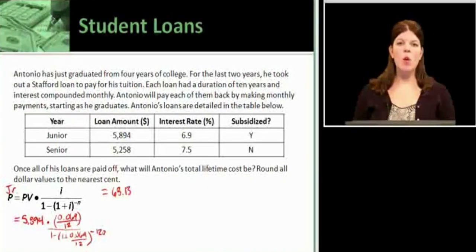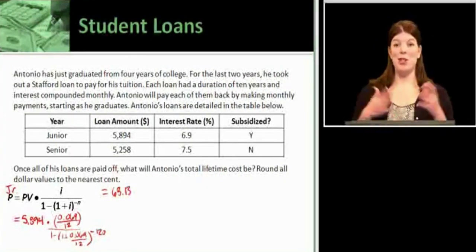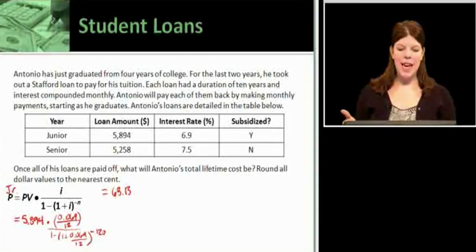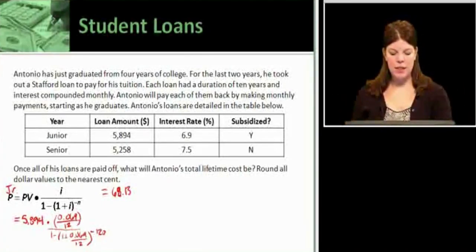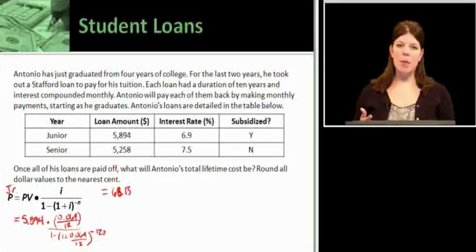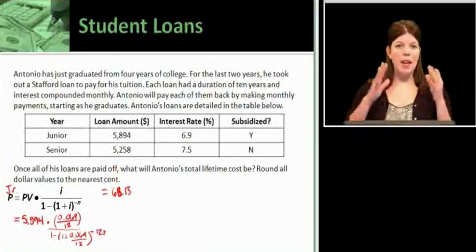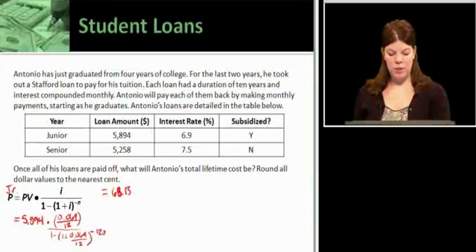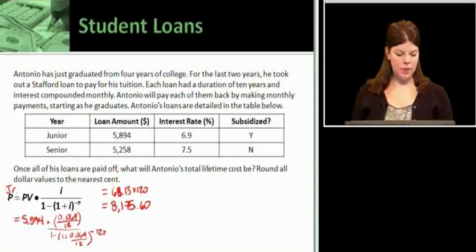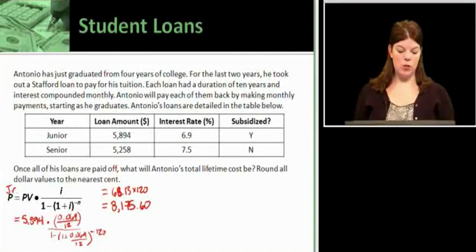$68.13. We want to find out how much he pays in total. So we go ahead and take that $68.13 and multiply it by 120 because that's how many payments he'll make in the course of the loan. So we get a grand total of $8,175.60. Now that was for his junior year.